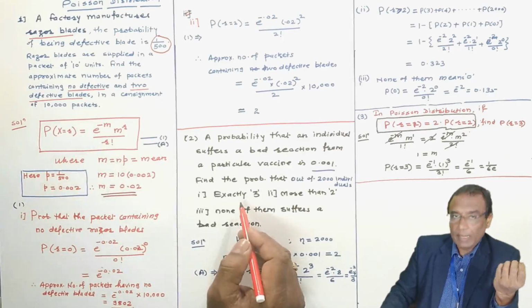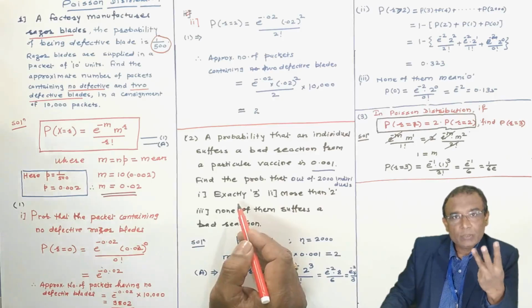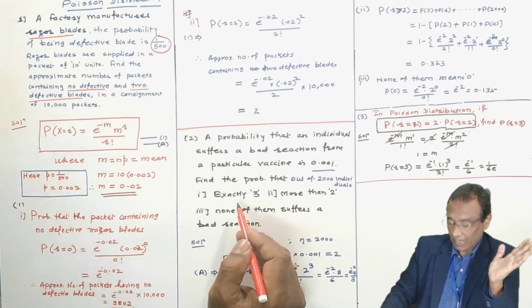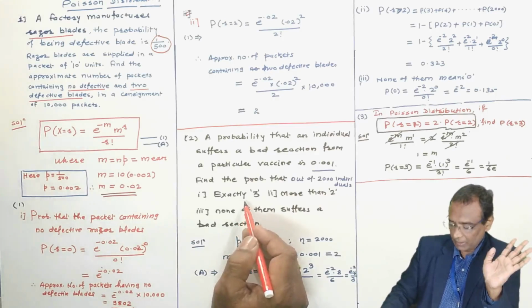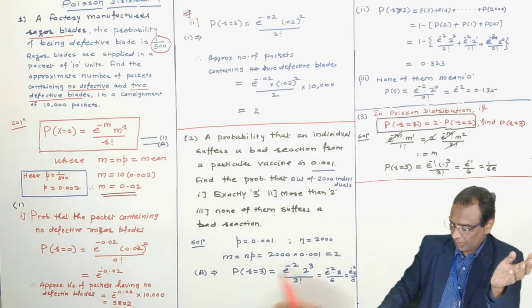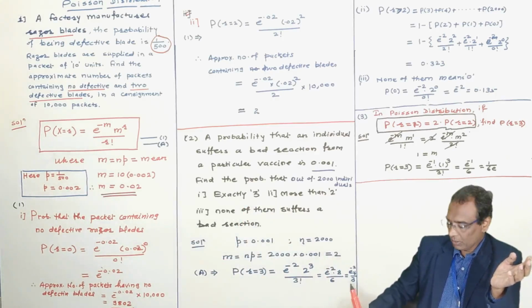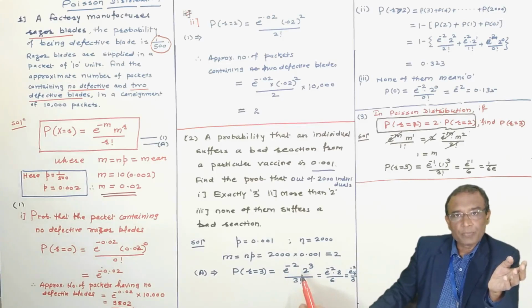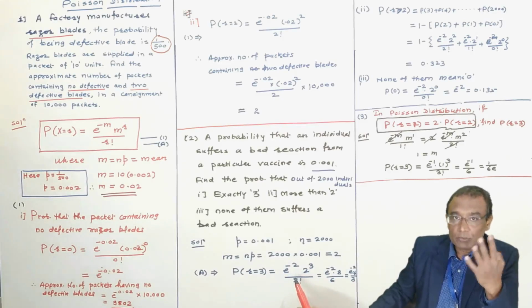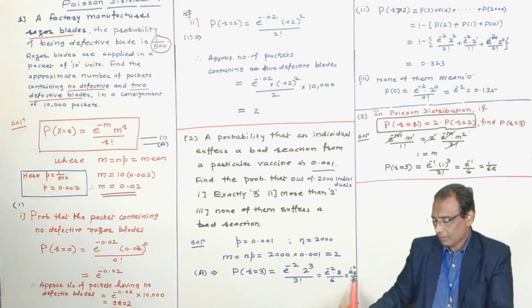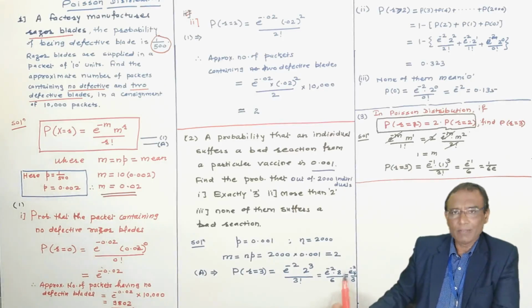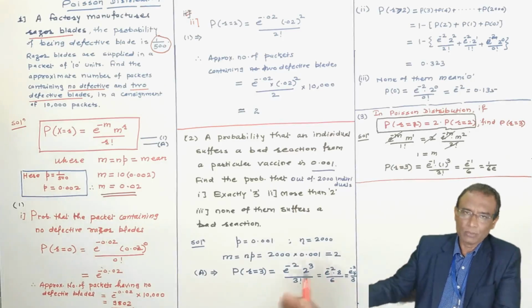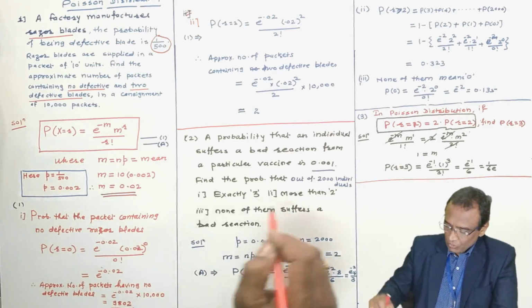We want exactly 3 individuals to suffer a bad reaction. Put R equal to 3. M is common, M is known to you. And in this way, e to the power minus 2 multiplied by 2 to the power 3 by 3 factorial is the probability that exactly 3 individuals suffer a bad reaction. And you can use the calculator and get the value of e to the power minus 2 and you can go ahead.